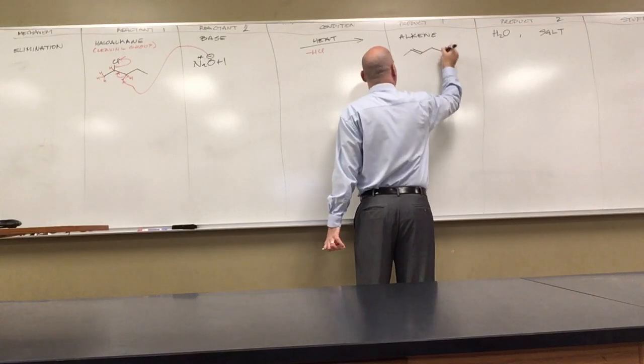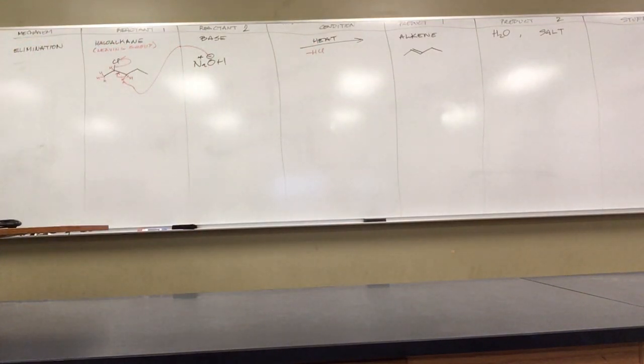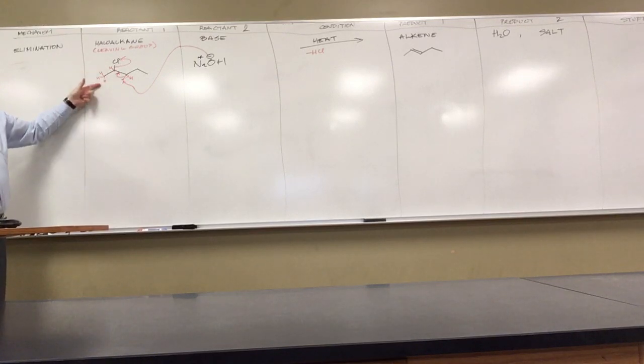Now, why did I take either hydrogen number 4 or hydrogen number 5 and not hydrogens 1, 2, or 3? There's more of those. There are more hydrogens here. Why did I not go where they were plentiful?